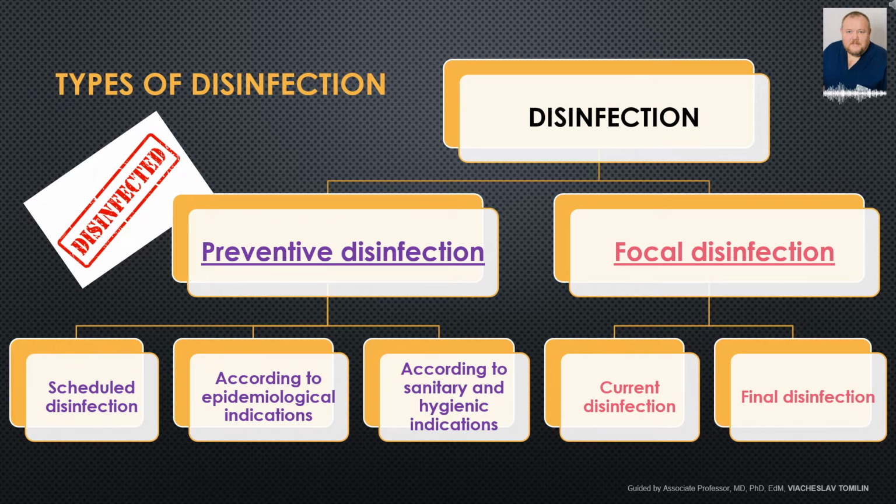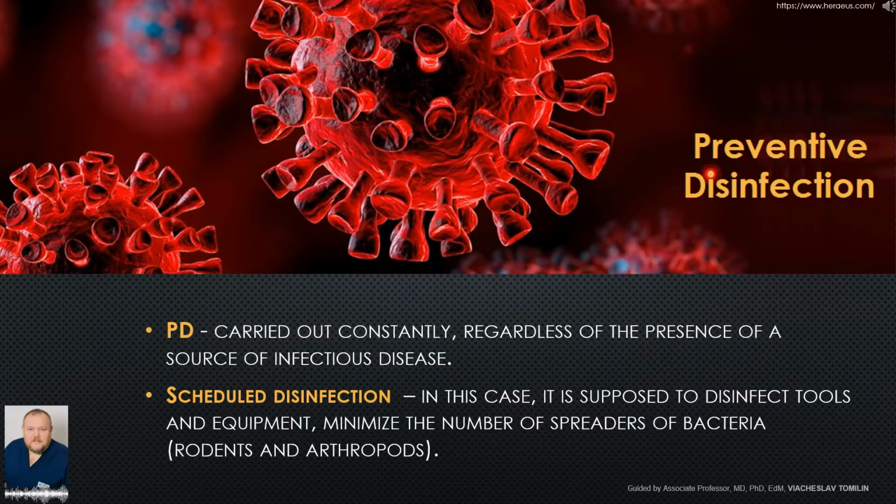Preventive disinfection, which is subdivided into routine, or scheduled, disinfection, disinfection according to epidemiological indications, and disinfection according to sanitary and hygienic reasons. The next disinfection group is focal disinfection, which can be subdivided into focal current disinfection and focal final disinfection.